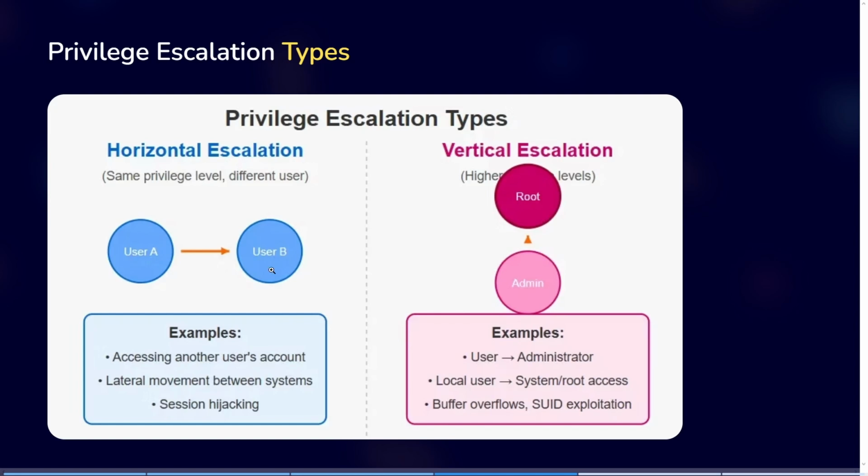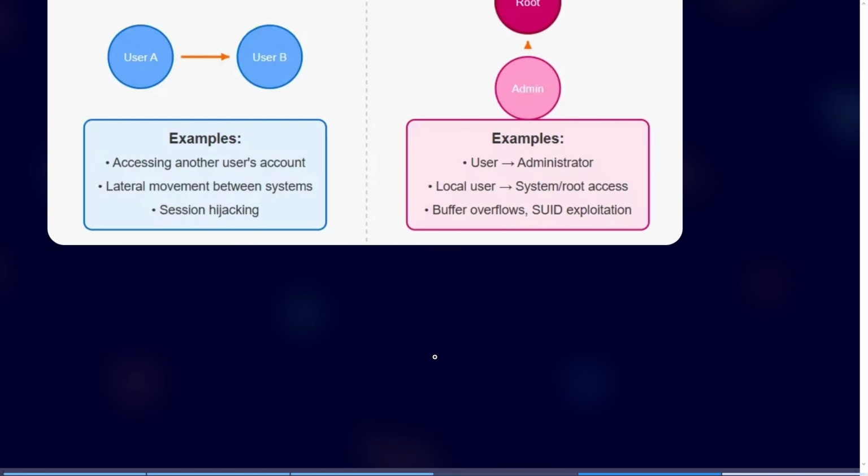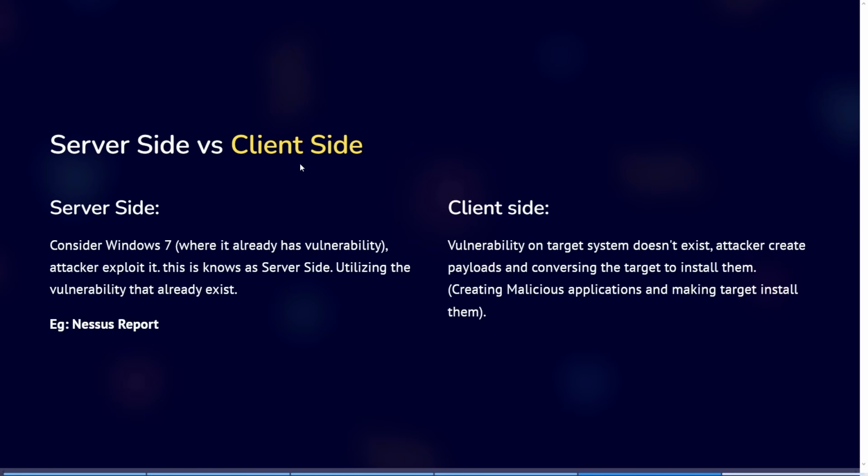Instead of going to user B, which is lateral movement, you'll take the vertical movement to the upside, that is admin level access, something like that. So user level to administrator level, local user to system or root access. This can be done by buffer overflows, SUID exploitation, etc., which is advanced. SUID is advanced.